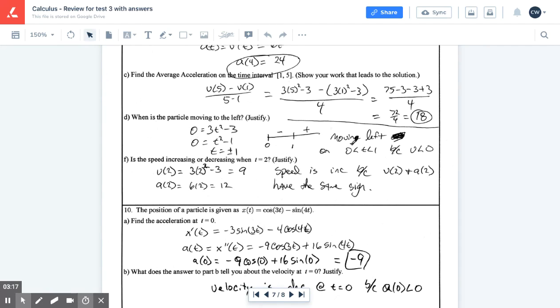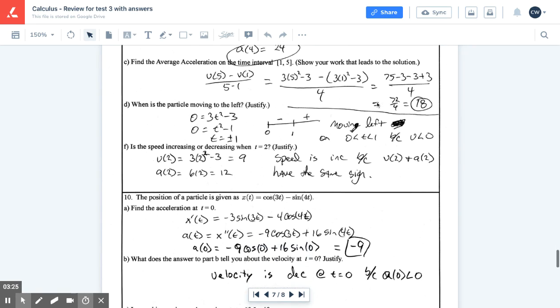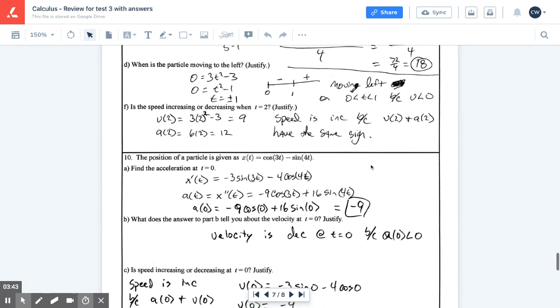F, is speed increasing or decreasing at t equals 2? So if they gave me a function like they did here, then that means we need to know what's my velocity and acceleration at that point. So that's what I'm doing here. I plugged into velocity to get my velocity at 2. I plugged into acceleration to get acceleration at 2. And since the signs of both of these are the same, that means speed is increasing, because v of 2 and a of 2 have the same sign.